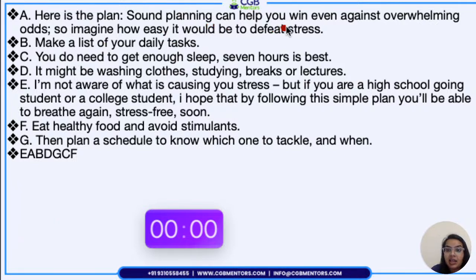Sound planning can help you win even against overwhelming odds. So imagine how easy it would be to defeat stress. Make a list. This is a direct command or a request, an order. Make a list of your daily tasks. Okay. You do need to get enough sleep. 7 hours is best. This is also a kind of suggestion. It might be washing clothes, studying. Can you say whatever the daily tasks are? It might be, in the list, washing clothes, studying.